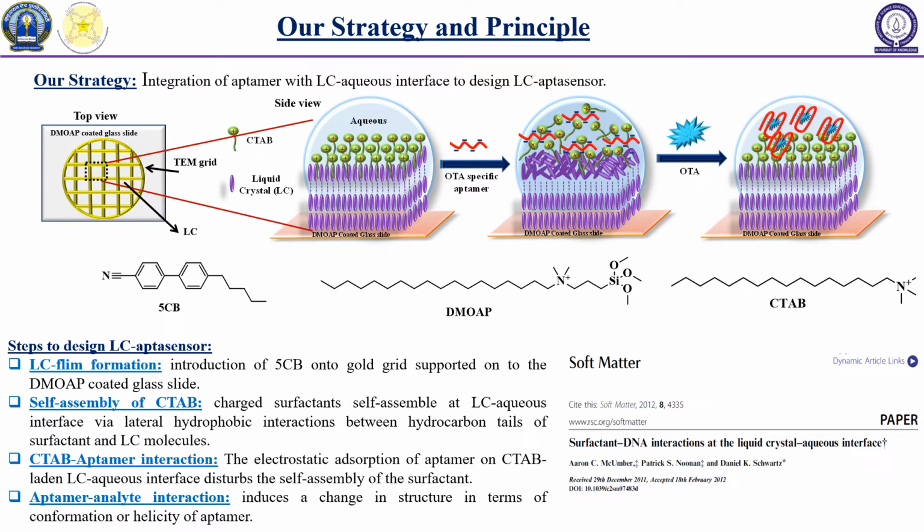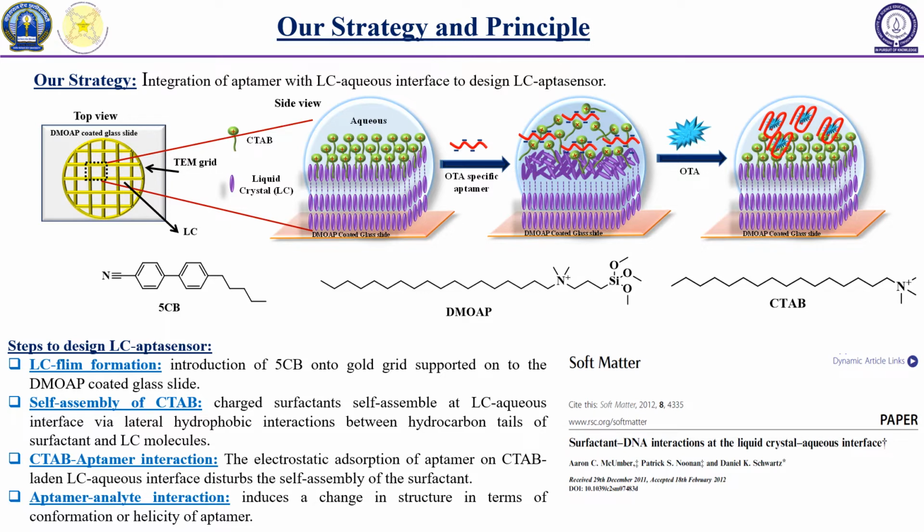Therefore, we integrated the aptamer with the LC aqueous interface to design an LC aptasensor. For this, first we made the LC film by introducing 5CB onto the gold grid spotted on the DMOAP coated glass slide. DMOAP is known to align the LC molecules perpendicular to the substrate, which gives the homeotropic orientation of the LC and dark appearance under cross polarizer. On the introduction of CTAB molecules, the CTAB molecules will self-assemble at the interface through the hydrophobic interaction between the CTAB chains and the LC molecules.